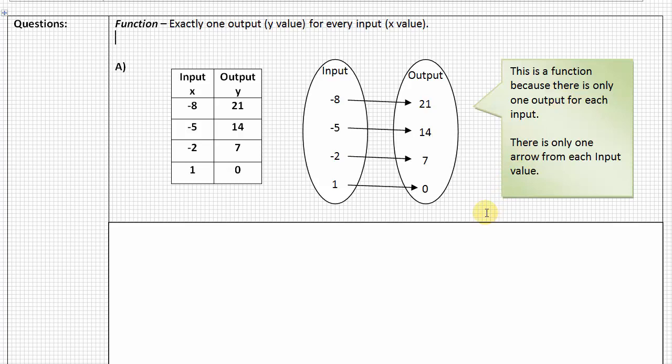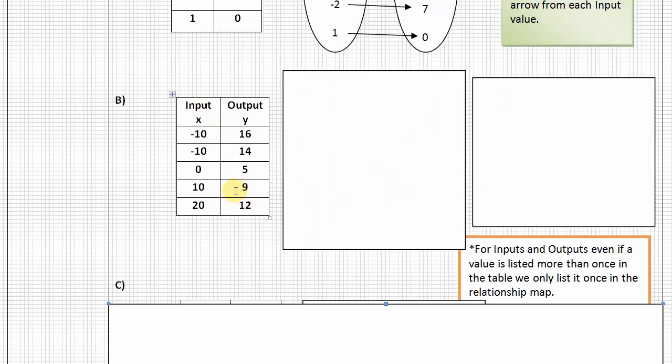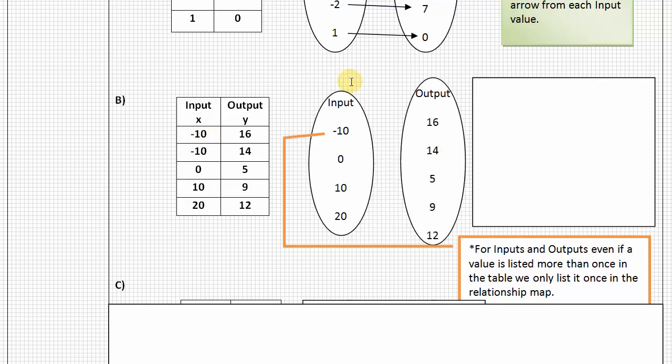Let's take a look at the next example. So here's our next table. Again, we've listed numerical data, our x column representing the input values, and our y column representing the output values. Again, we're going to go ahead and set up a map. There's some interesting things happening that we see right away. This value, -10, is being listed twice in our table. Although it's listed twice in our table, and I made a little side note about this, we're only going to list it once in our relationship map. So let's go ahead and set that up.